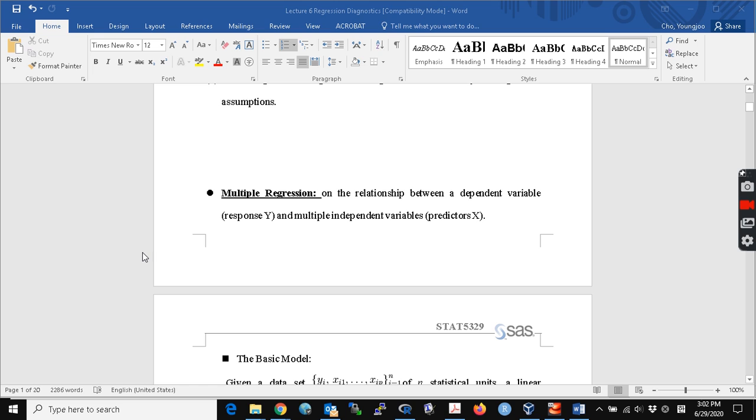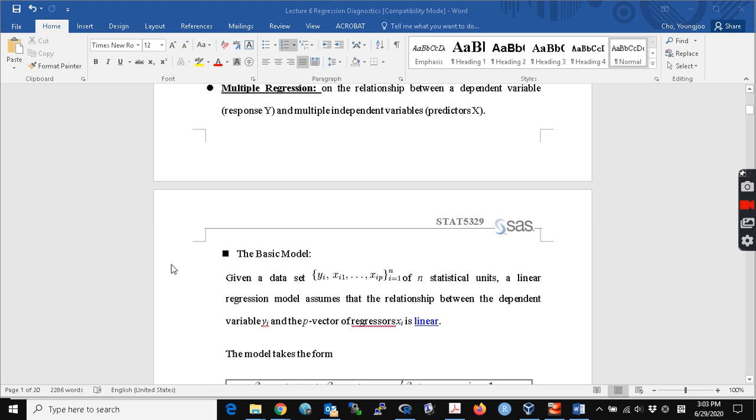So the multiple regression or multiple linear regression will look at the association between one dependent variable, which is the response y, and the multiple independent variables, which is the multiple predictors or the regressors. So the basic model is we assume the linear regression model, which models the relations between the one dependent variable y with the p vector of regressors xi. So the p vector of regressors xi means that we have p covariates or p independent variables, and we are looking at the association between y and p independent variables.